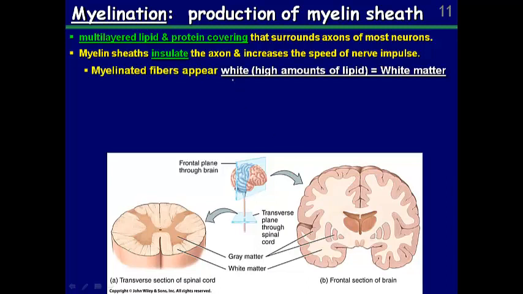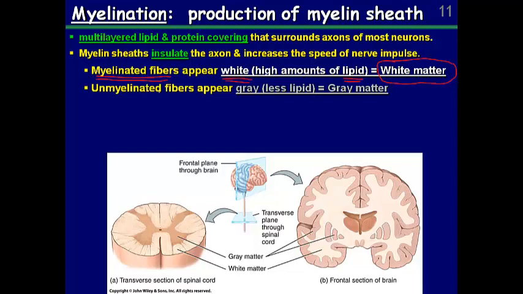It produces a white appearance in the tissue. We often hear that the nervous system has what's called white matter versus gray matter. Well, white matter is largely myelinated axons, or myelinated fibers. When you get a lot of these myelinated neurons all packed together, the tissue appears white, and it's white because of the lipid. The lipid appears white. If there are low amounts of myelin, so a lot of unmyelinated neurons, the tissue appears gray. So we have what's called gray matter versus white matter.